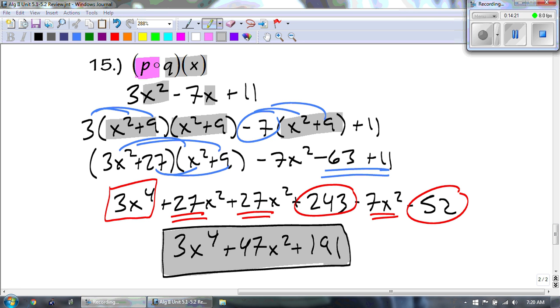Okay, and there's all my work. Final answer is 3x to the 4th plus 47x squared plus 191. Just remember, you got to watch your exponents. A square times a square is to the 4th power.